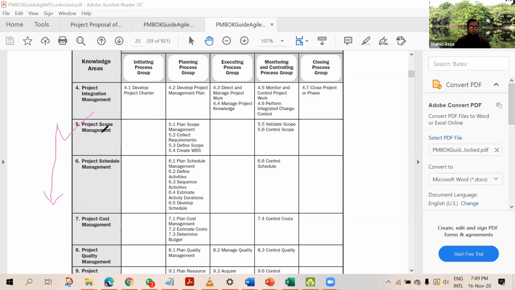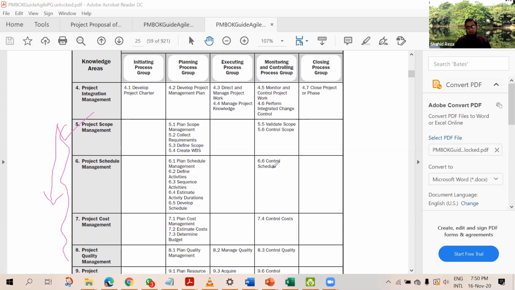So if you see these chapters, project scope management, schedule management, cost management, and project quality management, these four chapters are actually the key focus of every project we do. So these are the main focus areas: project scope, project schedule or time, project cost, and also quality of the project. So these are the four key factors of project management.